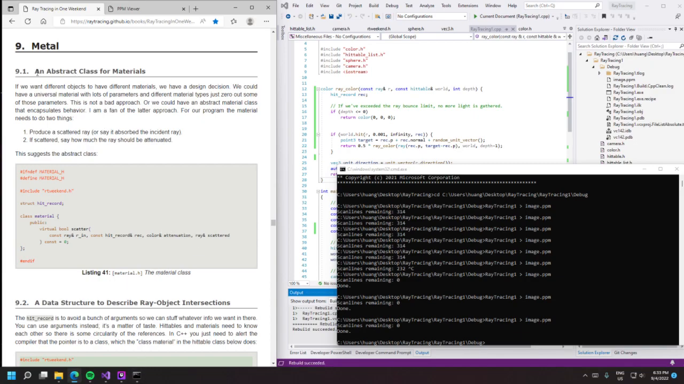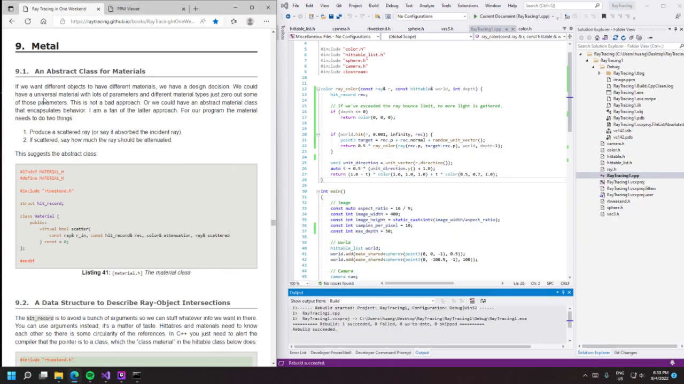And metal. If we want different objects to have different materials, we have a design decision. We could have a universal material with a lot of parameters and different material types just zero out some of those parameters. Yes, but we probably would want an abstract material class that encapsulates behavior. I think that's what most of the engines are doing. Like game engines. I know Unreal is doing this. You can drag and drop different materials. And this is also more versatile, I think. Yes.